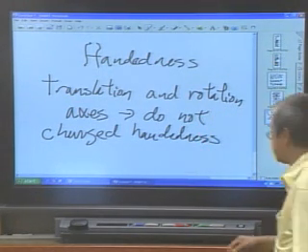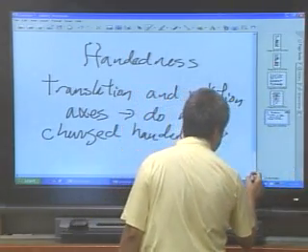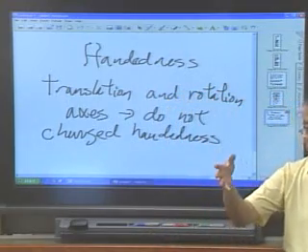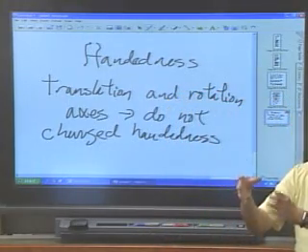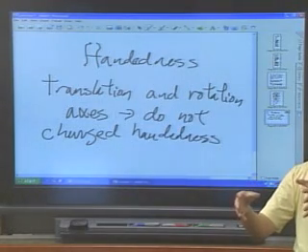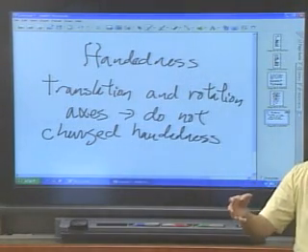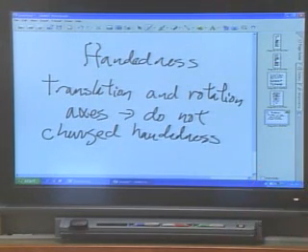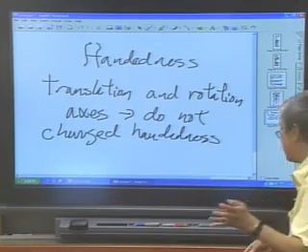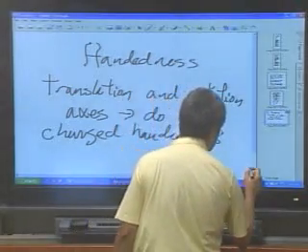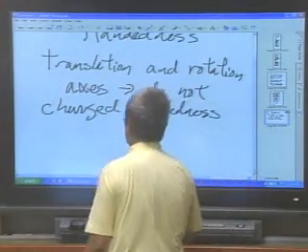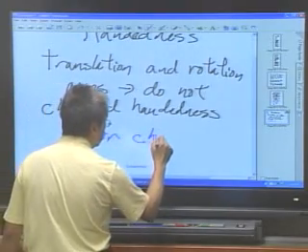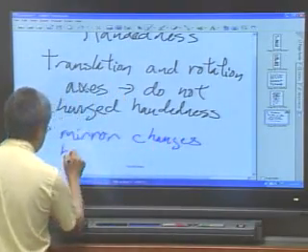Now that's not true for all symmetry operations. If you take a mirror, the mirror operation does change handedness. Let's take your right hand, and suppose this is a mirror plane. If you mirror this across, you'll create something that looks like this, and this is my left hand. So anything which is right-handed will change to a left-handed version by a mirror operation. That's an important distinction between the symmetry elements, whether or not they change handedness. So the mirror changes the handedness.